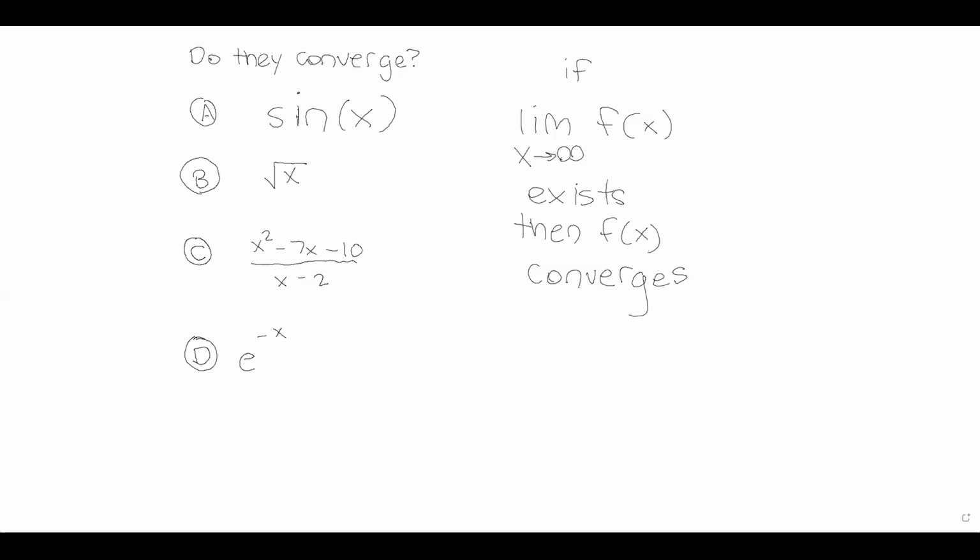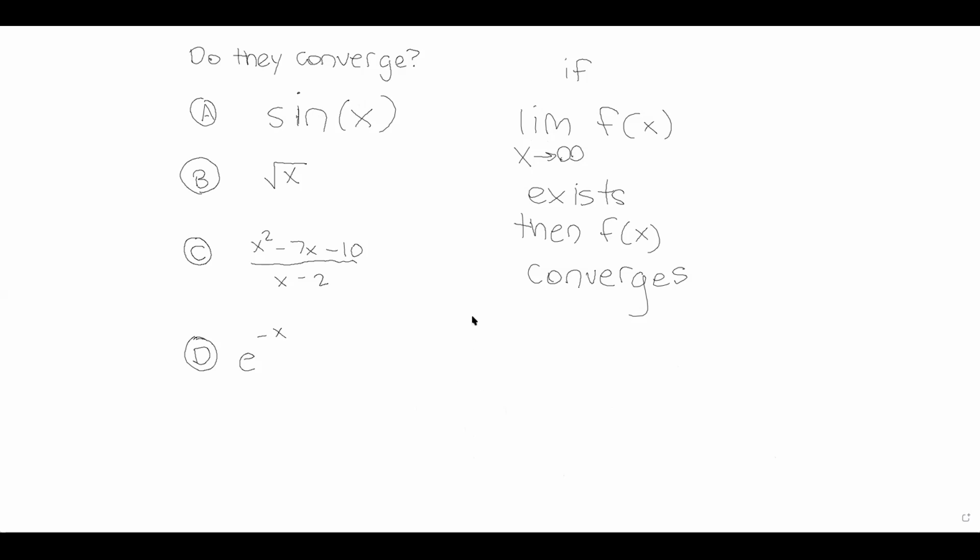So let's go over these real quick. So our first function we have is sine of x. So how do we know if sine of x converges or not? We know it converges if the limit exists and if it looks like it approaches a certain particular value. So sine of x, we know what that looks like. We know it just keeps oscillating back and forth between 1 and -1. Doesn't really approach a certain value.